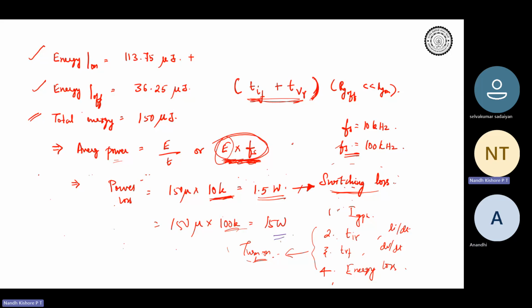So that is why as frequency increases, the power also increases. Switching loss increases, to be exact.